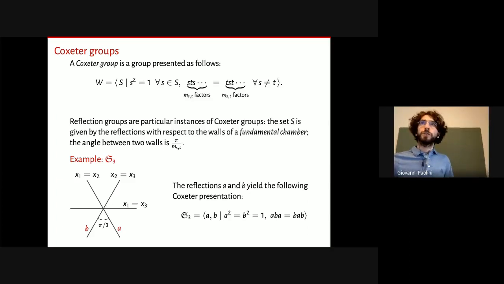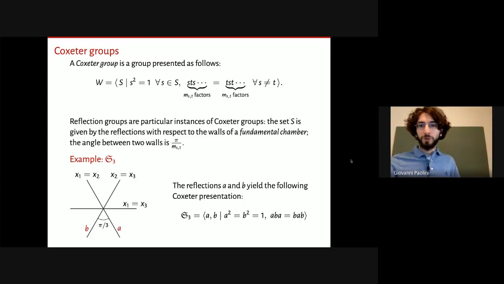The alternate product of S and T of a certain length, MST, is equal to the alternate product which starts with the other generator. So you start with T instead of S, and then alternate. You can already look at the example down here, where this relation has the form ABA equals BAB, where A and B are the two generators.